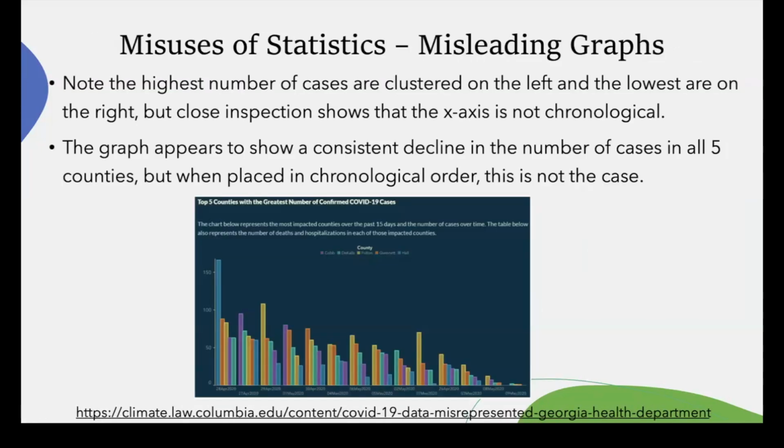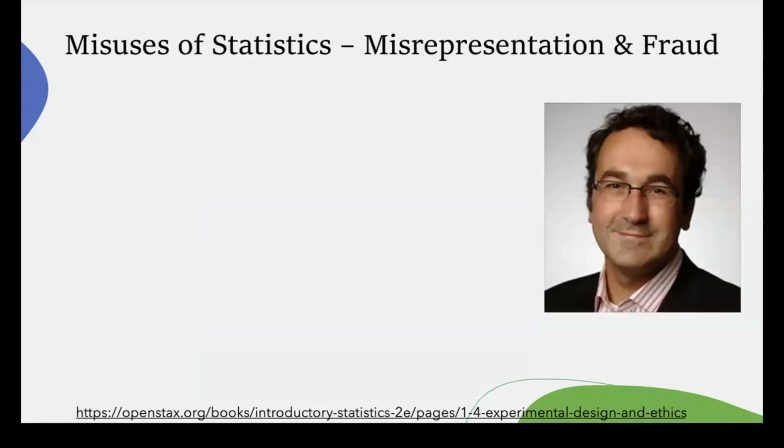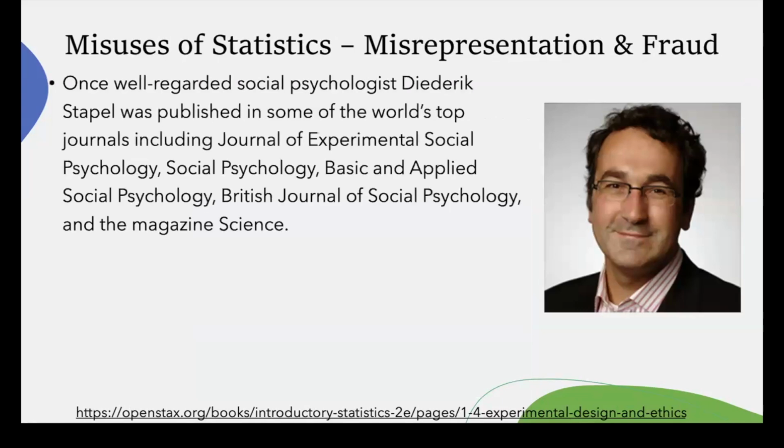Okay, and so mislabeling graphs is an example. And the last example I'm going to talk about is this sociologist, misrepresentation and fraud. This sociologist, or I'm sorry, he's a social psychologist, Diederik Stapel, in the Netherlands, I believe. He was published in some of the world's top journals, including Journal of Experimental Social Psychology, Basic and Applied Social Psychology, British Journal of Social Psychology, and the magazine Science. Very highly regarded man in his field.